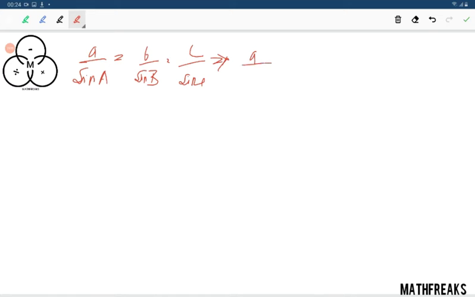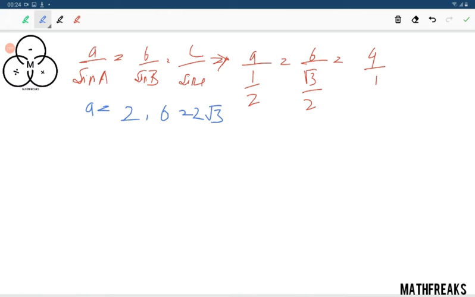A was 30 degrees, angle B was 60 degrees, angle C was 90 degrees, and the value of c is also given, 4 by 1. From this we will get a equals 2, b equals 2 root 3.